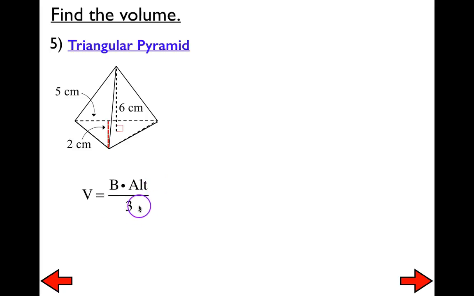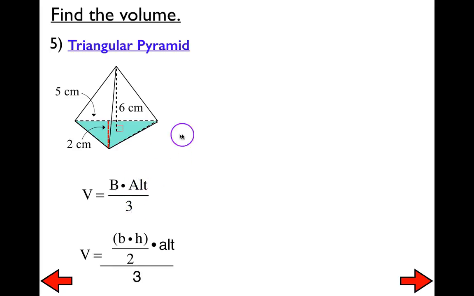Now the only difference here is my base is not a circle. According to this pyramid, the base is a triangle. So I'm not going to put pi r squared because it's not a circle. I'm going to find the area of a triangle, which is base times height divided by 2. Now I'm still going to multiply by the altitude, and I'm still going to divide by 3.